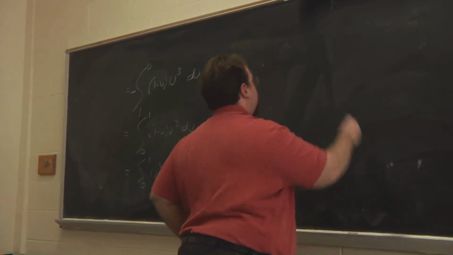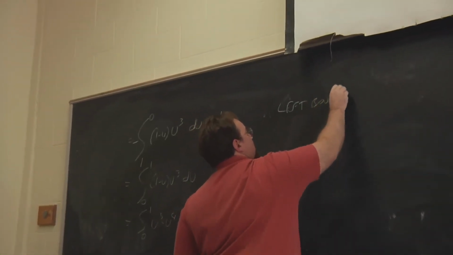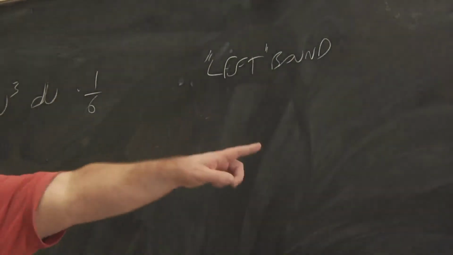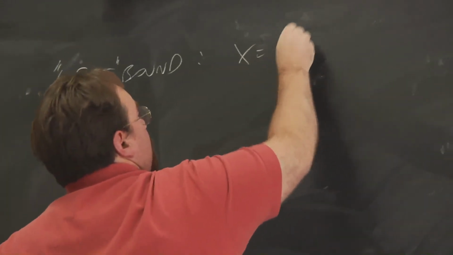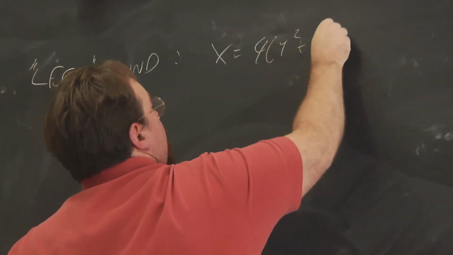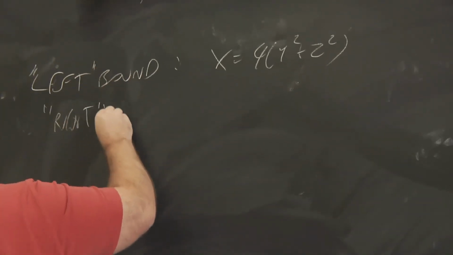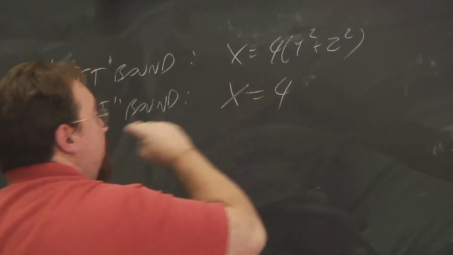So what we could do is the left bound, thinking of the x-axis as going from left to right, is x is equal to 4 y squared plus z squared. The right bound is the constant function x is equal to 4.